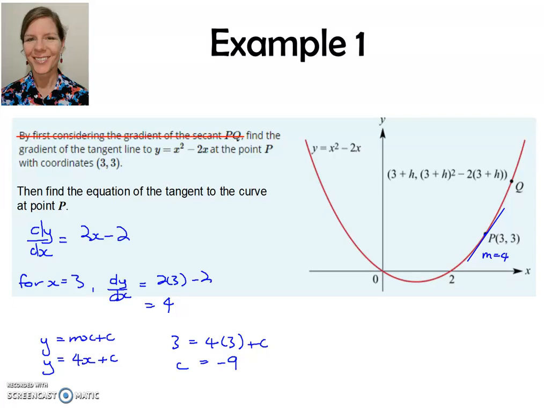So just picking up where we left off with that example, we'd found that the gradient of the curve at this point where x equals 3 is 4, so the gradient is 4. And then if we want to find the equation of that line, so that blue line, we use the point 3, 3 and the fact that the gradient is 4 to substitute into this mx plus c. So the gradient is 4, substitute in 3, 3, and we get c is 9.